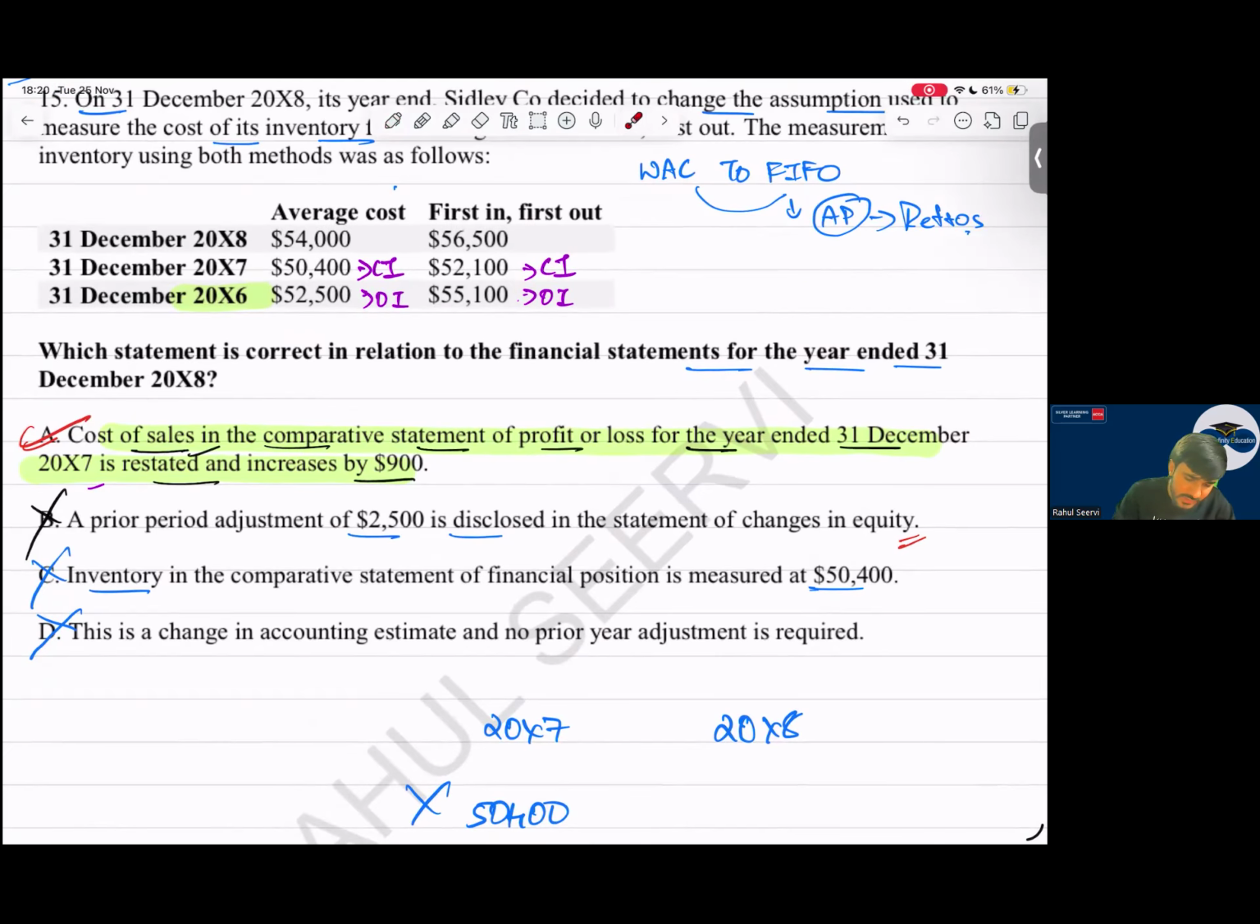This, what they're saying, 2,500, how did they get it? Yeah, this one. 4,500 minus 54,000 minus 56,500. 2,500. Now you tell me, will you only do the adjustment in equity, or will you do the adjustment in retained earnings also? We will do the adjustment in retained earnings also, no? We did the adjustment in retained earnings here. But we did not do the adjustment to what? Inventory here. We have to do that also.